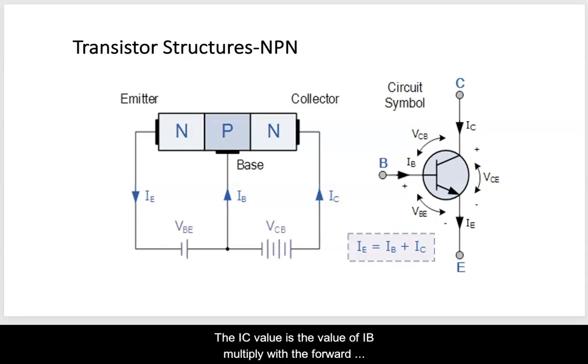The IC value is the value of IB multiplied with the forward current gain or beta. Therefore, IC is equal to beta times IB. For example, if given IB is 60 microampere and beta is 100, we can find IC by multiplying beta and IB, and it is equal to 6 milliampere.